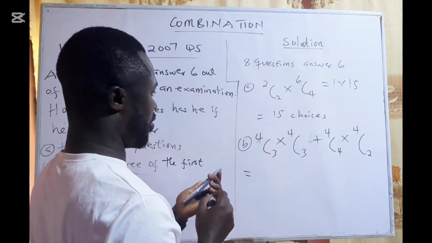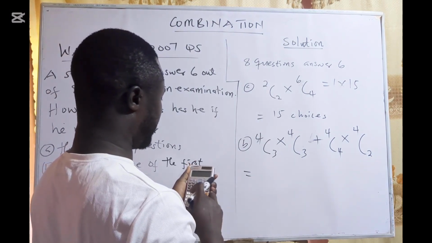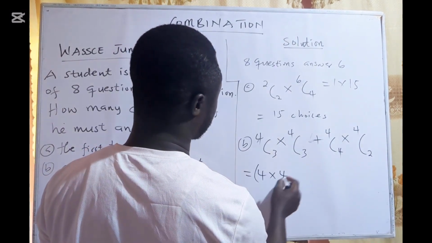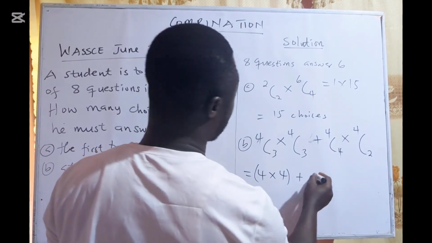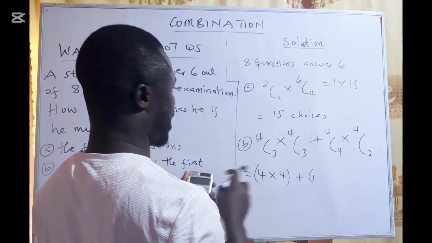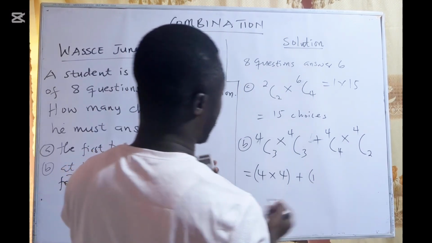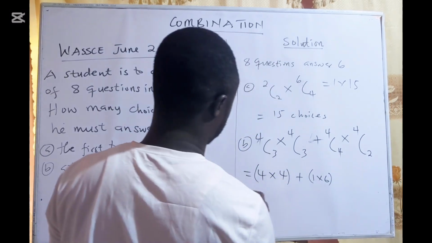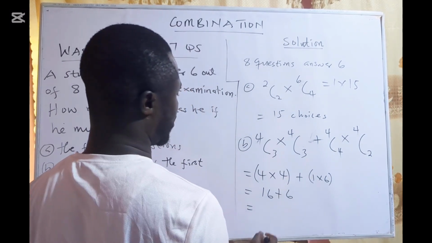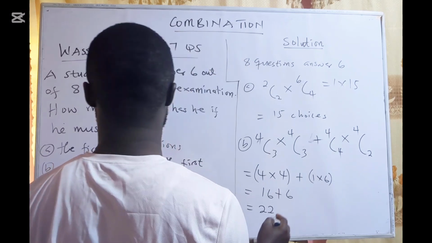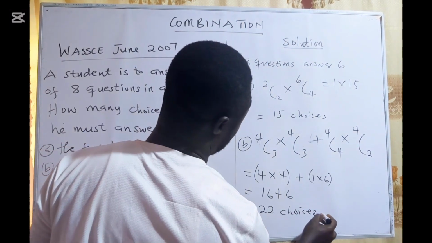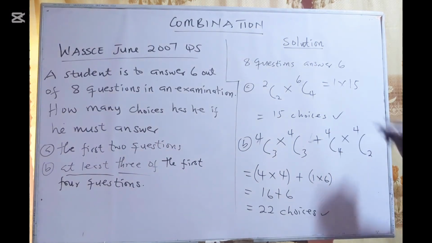All right, so let's see what we are going to get. So 4 combination 3 is going to give us 4, times 4 combination 3, 4, plus 4 combination 4 will be 1. All right, and then times 4 combination what? 2, that will be 6. So that 4 will give me 16. 16 plus 6. 16 plus 6 will give me what? 22. So he has what? 22 choices. He has 22 choices. All right, I believe you get this.